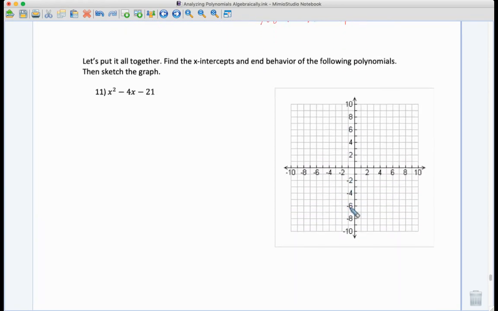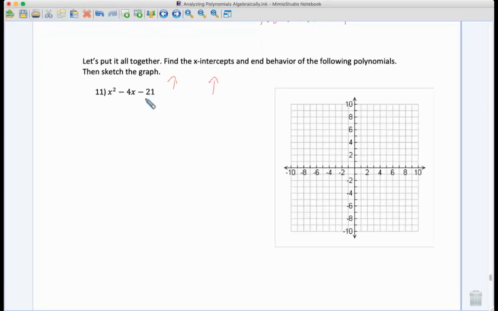So next up, we've got putting it all together. We're going to find the x-intercepts and the end behavior in order to graph the polynomial. We can get a pretty decent sketch without even really looking at our calculator. So first and foremost, I know that I've got a positive leading coefficient and an even degree. So as I move further to the left, my function is going to be going up. And as I move further to the right, I should also be going up.